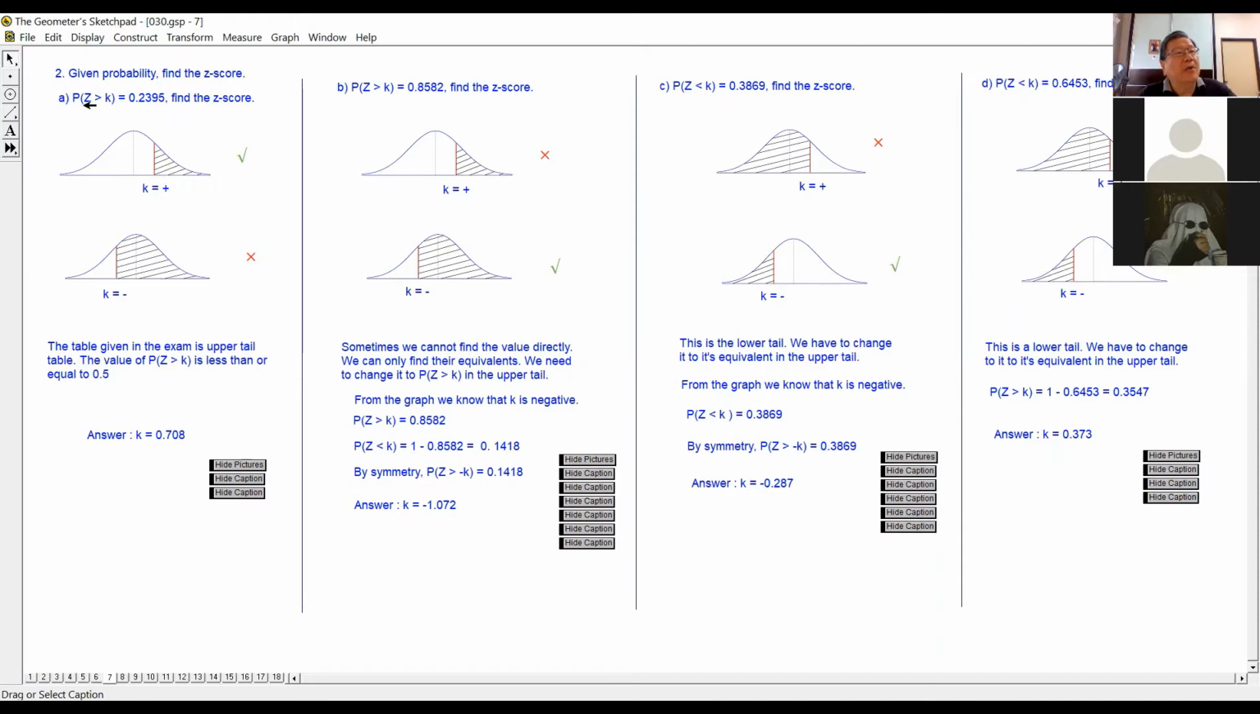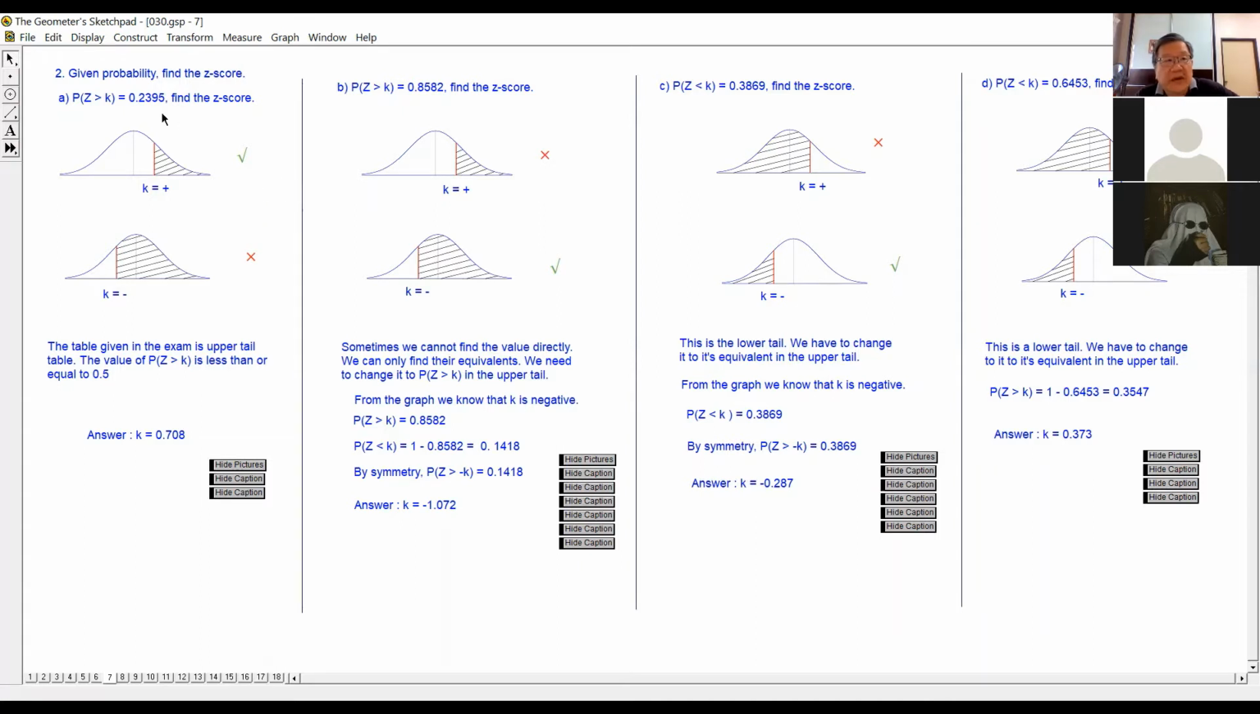Now, go through again. Probability of z greater than k is 0.2395. So we know that the area represents the probability. Okay, let's say the k is here. So this is greater than k, and this area is 0.2395. But there's another possibility that the k is here, and greater than k is this area here. So which one do you think is the correct answer? The top or the bottom one?